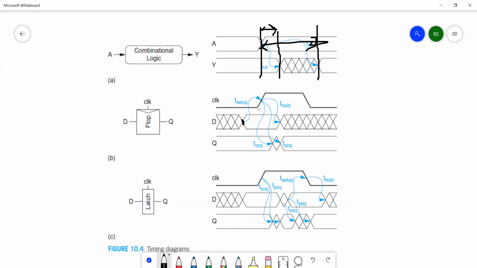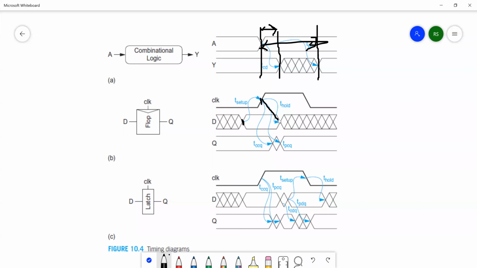It's from the clock signal to the Q signal. And similarly, the output will eventually settle down to its final value. That is T propagation delay, clock signal to Q signal. And immediately after that, we are not allowed to change the value of the input. After the arrival of the clock signal, for some amount of time, the input D should be held at the same value. That particular constraint is your hold time constraint.